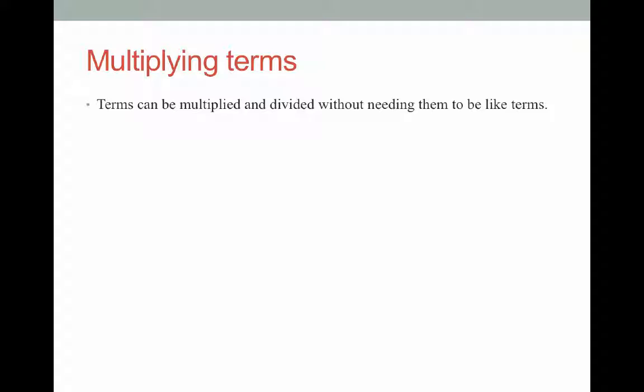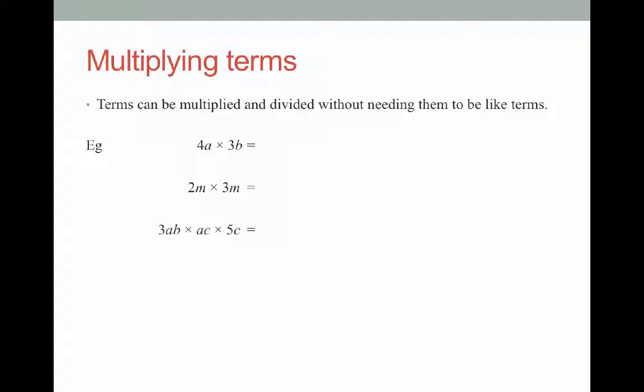Terms can be multiplied and divided without needing them to be like terms. Here's what I mean by that. I have three examples where none of them are like terms, but we can actually multiply all of them to get a simplified answer. Let's begin with 4a times 3b.